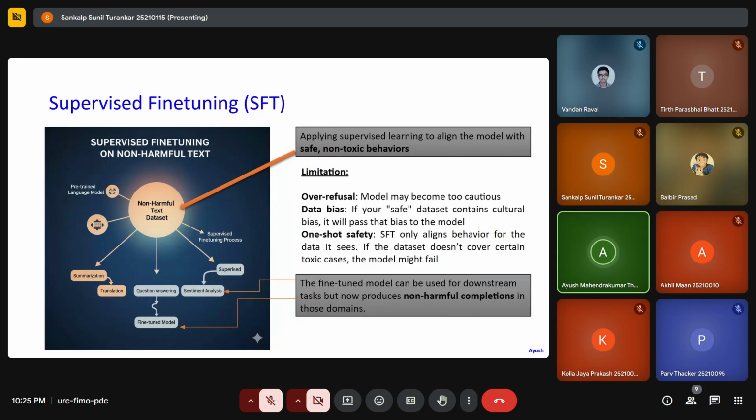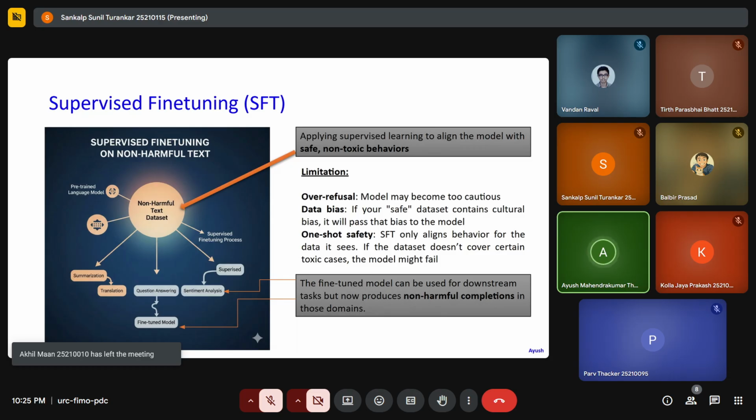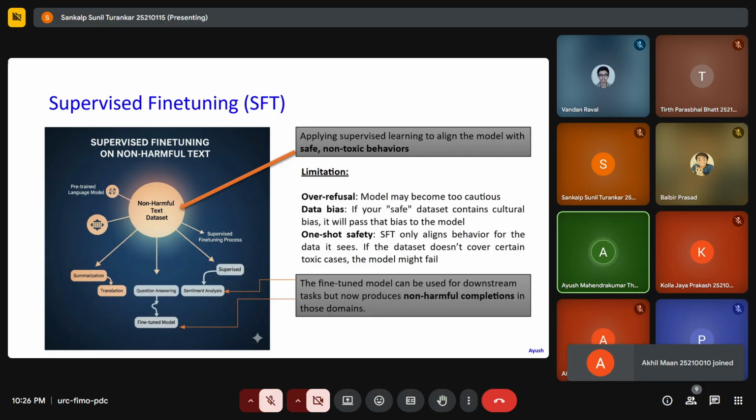In supervised fine-tuning, we are giving 2 inputs. One is a pretrained language model, and the second is a non-harmful text dataset. After fine tuning, it will produce non-harmful completions. Its limitations are, first, it may become too cautious because we are feeding too kind words and removing all the mild and highly toxic words. Second, if the dataset has some predefined bias, then it will pass to the model. And third, if the dataset has not seen toxic cases, then the model will fail.